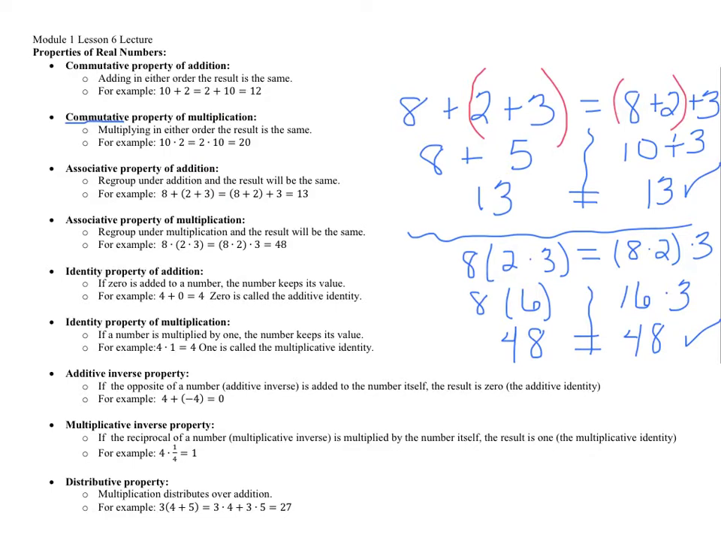I like to remember these properties by thinking of the word associates. My associates are a group of people that I work with. So I can think of associates as a group and associative property as a grouping property.